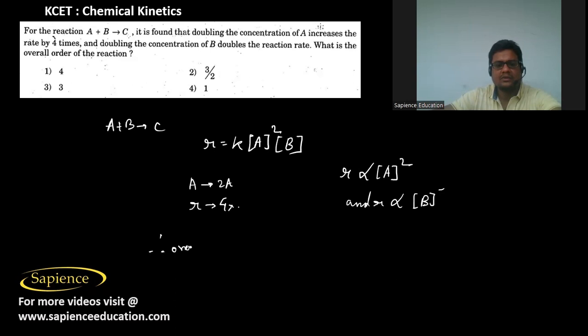Now the overall order of the reaction will be equal to the order with respect to A plus the order with respect to B. So that will be equal to 2 plus 1, which is equal to 3. So option 3 is the correct answer.